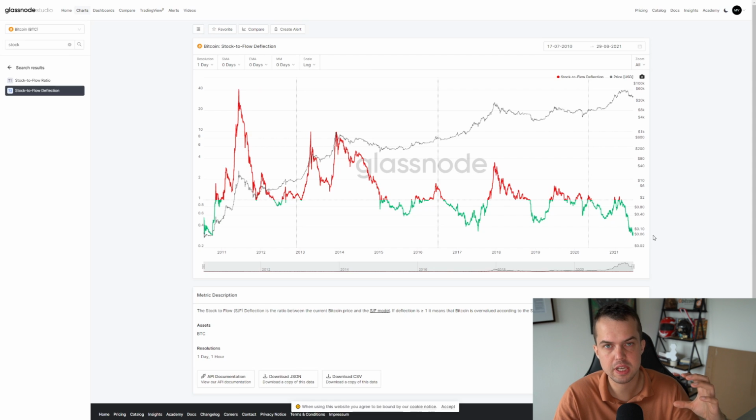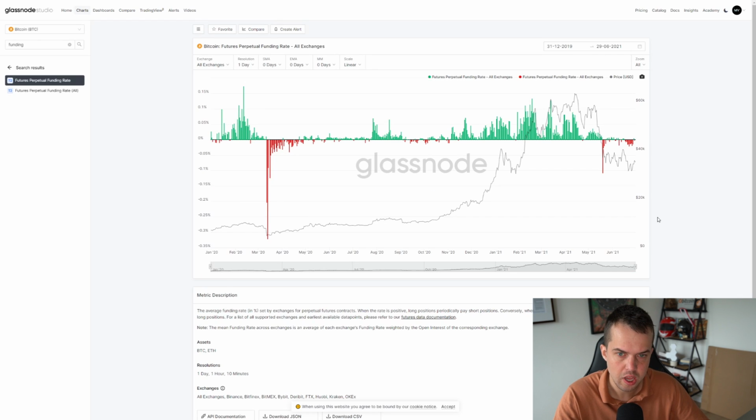The counter argument is that the stock to flow model is not working anymore, it's invalid, and then you can erase this entire content. But if you compare it to the rest of the on-chain analysis, this is granting you another additional argument to buy Bitcoin at those levels that we have here. Next to that, we've got the NVT from Bitvavo as well. Then we've got the funding rates.